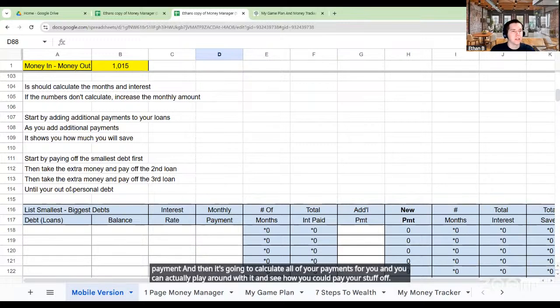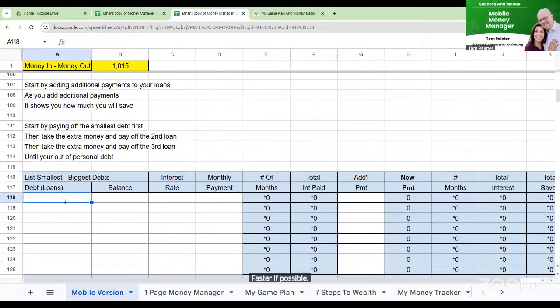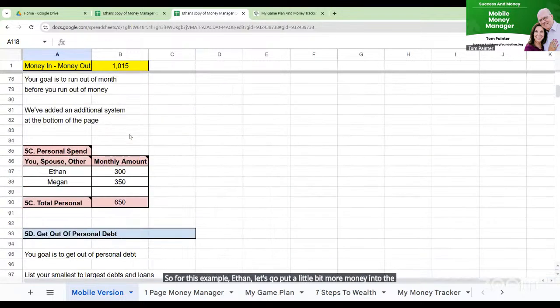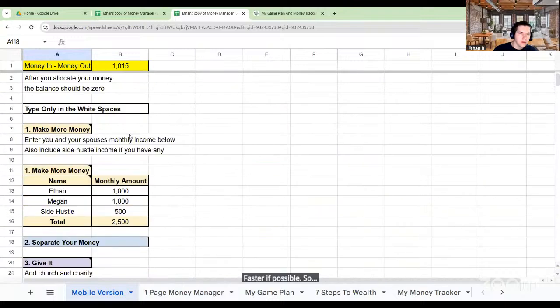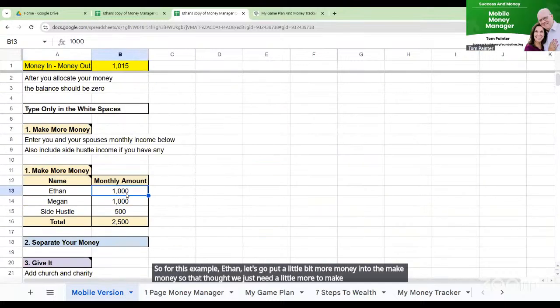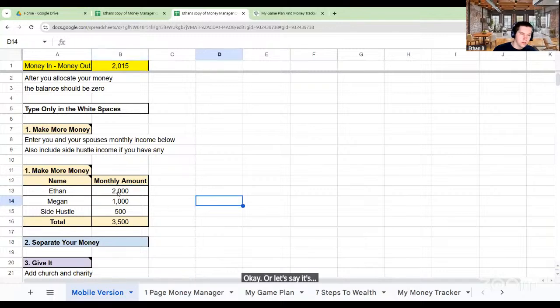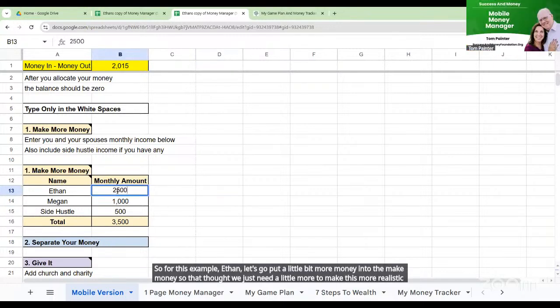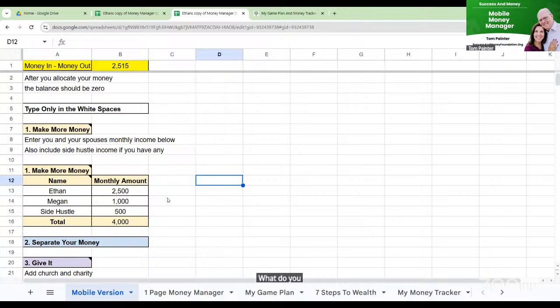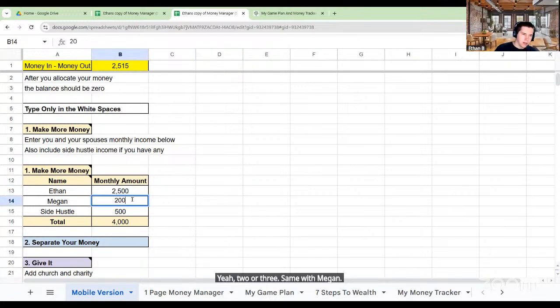So for this example, Ethan, let's put a little bit more money into the make money section. I thought we just need a little more to make this more realistic. Or let's say it's, yeah, what do you think? Yeah, same with Megan. Around there, we'll put Megan at 2.